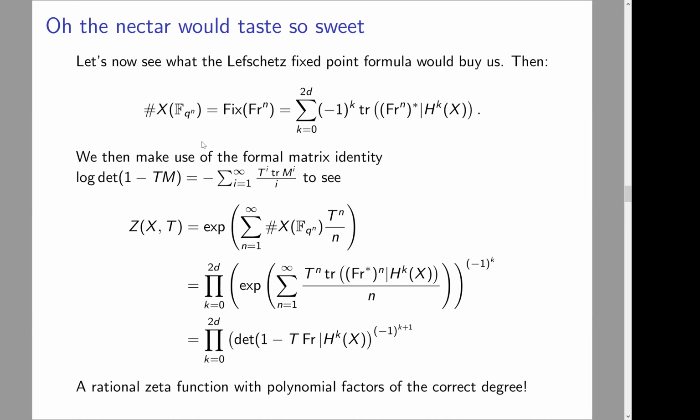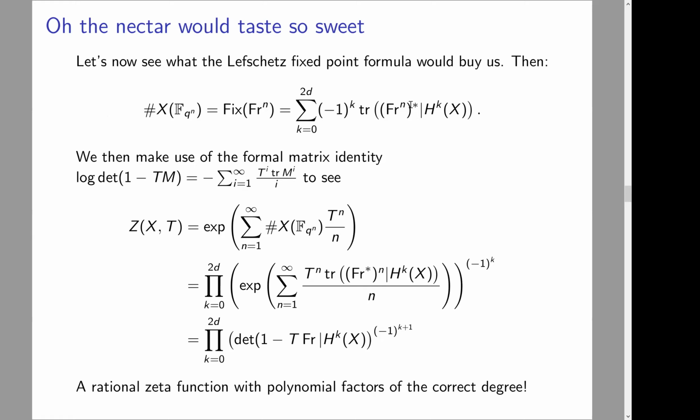So it's the number of points over F_q^n, and the Lefschetz fixed point formula tells us that's this alternating sum of the traces of those maps on cohomology. And our finiteness theorem tells us this sum only goes up to 2d. So this is an expression for the point count over any F_q^n, and these are what we're going to plug in to our zeta function.